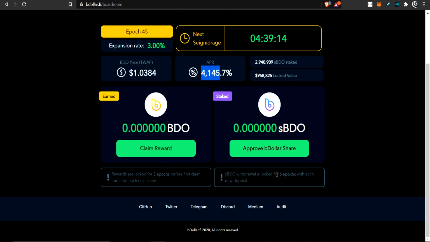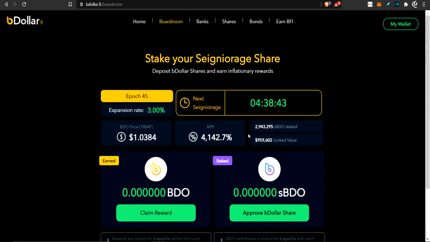bDAO tokens withdraw 6 epochs for each new deposit. So 6 times 6, 36 hours, right? So it takes 36 hours for you to get your bDAO tokens back out, okay? And it starts over each time you put a new deposit. If you put one in, it's like a new 6 hour, okay? Rewards are locked after 3 epochs from the first claim. So these rewards, they'll be locked for 3 epochs. So 3 times 6, 1 day, right? Roughly, okay? About a day. So that pretty much covers this part, and you can see all these little features. I talked about this expansion rate and so forth.